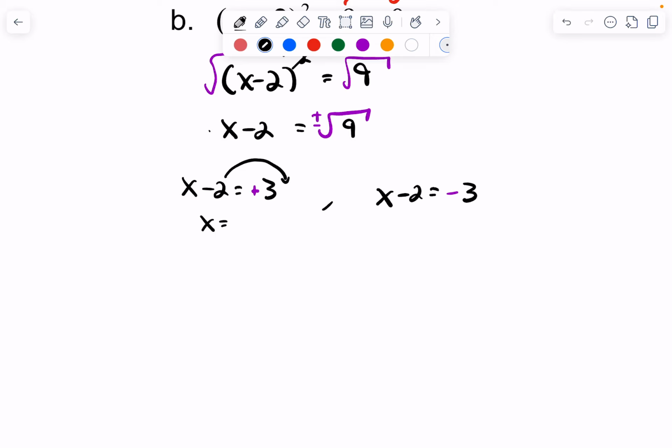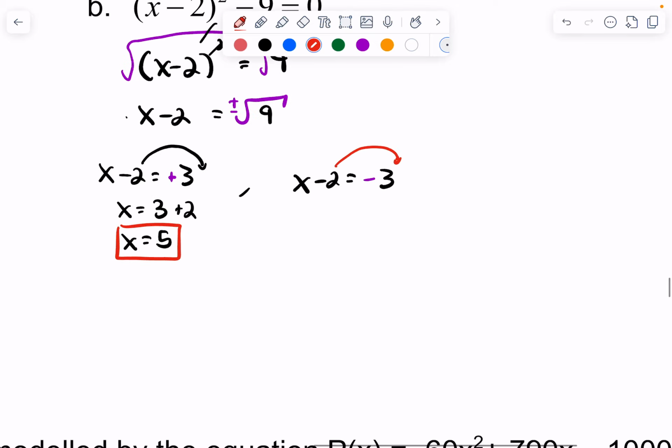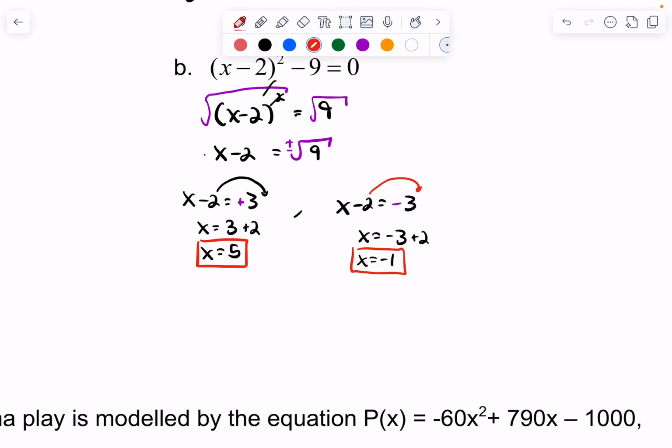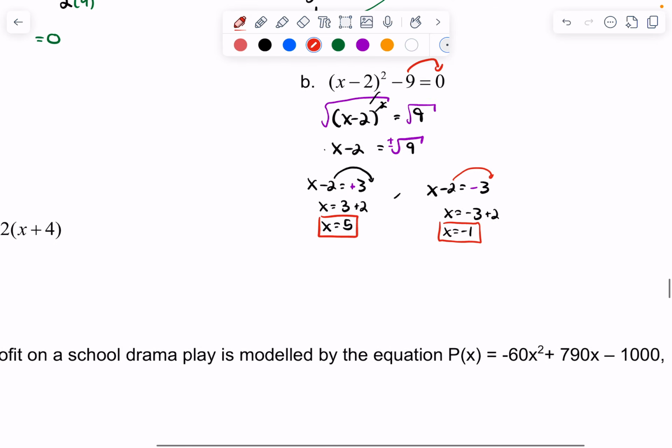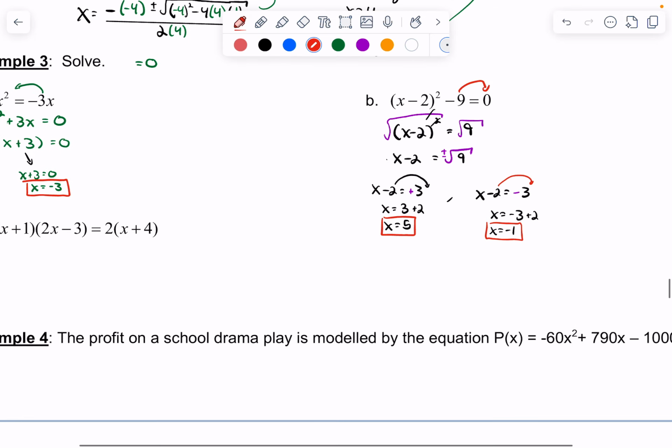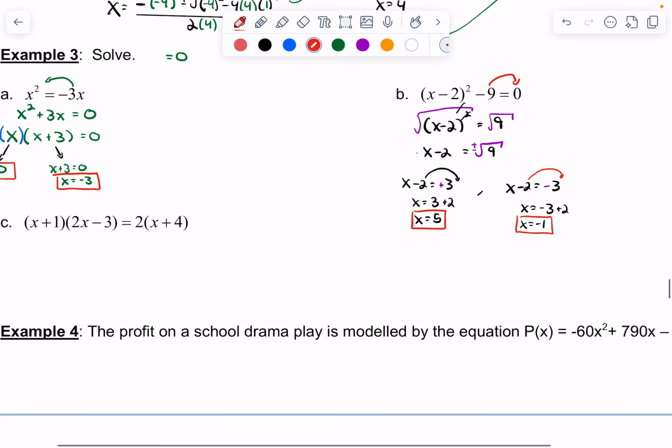x equals 3 plus 2. So x equals 5. That is one solution. And then bring the 2 over here. x equals minus 3 plus 2. x equals minus 1. And there you go. So pretty quick. Again, that was just using vertex form, right? Solving roots in vertex form.